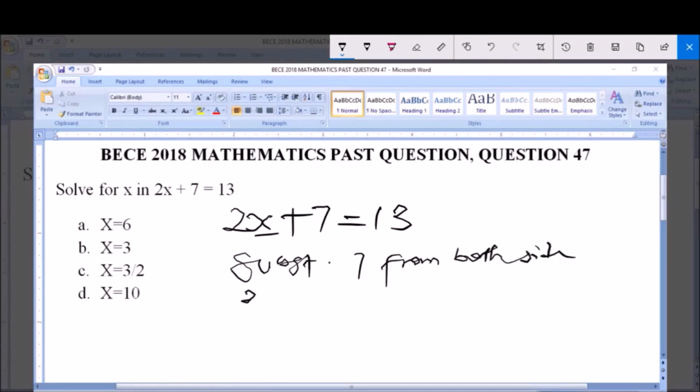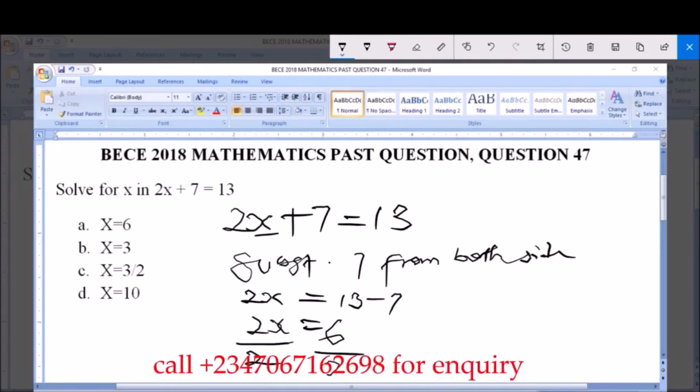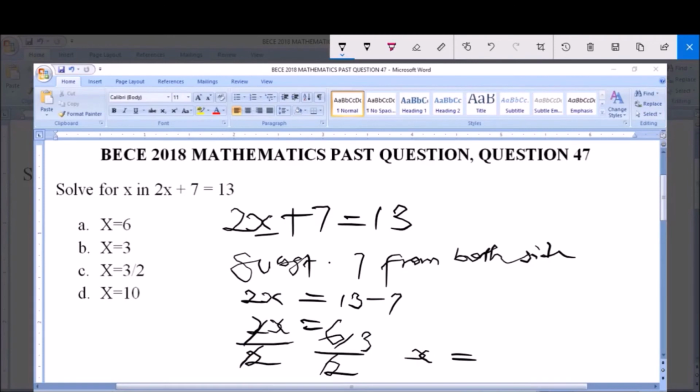And so we have that 2x is equal to, 7 minus 7 here will give us 0. So 2x is equal to 13 minus 7. Then 2x is equal to 6. Now, to find x, we simply divide both sides by the coefficient of x. And the coefficient of x is 2. So we divide both sides by the coefficient of x, and this 2 cancels this 2 here. We have that x is equal to 6 divided by 2, which will give us 3. So x is equal to 3.